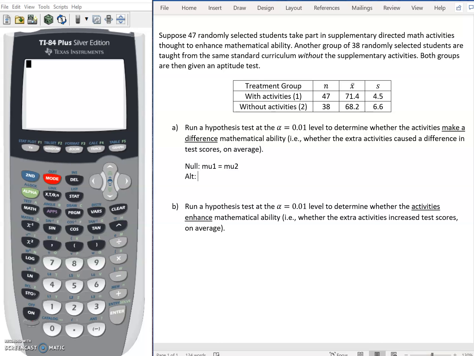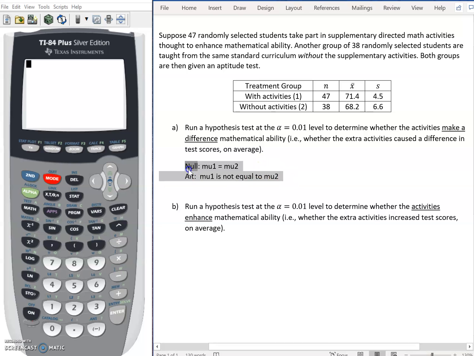Our alternative depends on which case we're talking about. In the first case, it would be that mu1 is not equal to mu2. And of course, this is not super fancy here. My mu1 doesn't have a subscript, and it's not actually the letter mu.